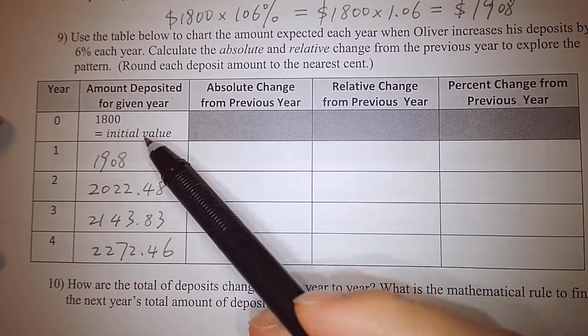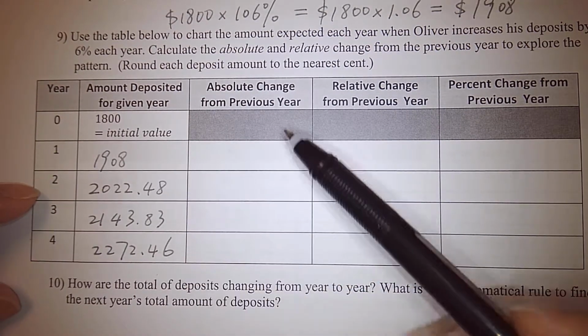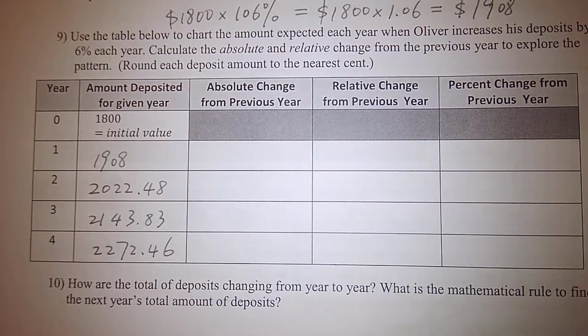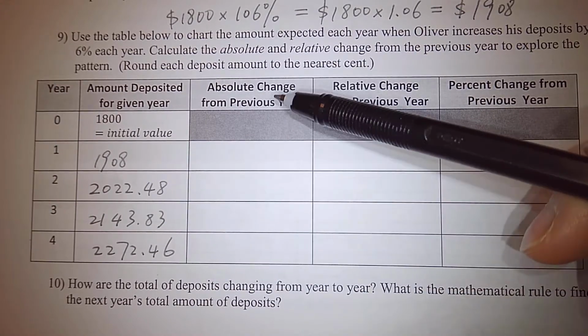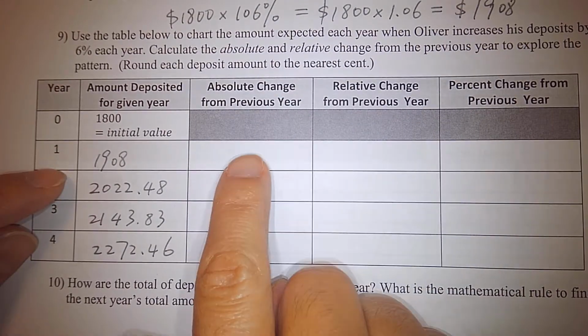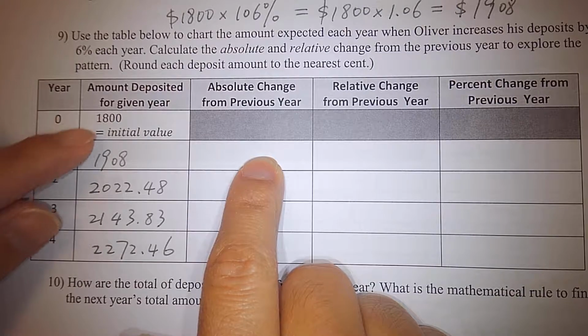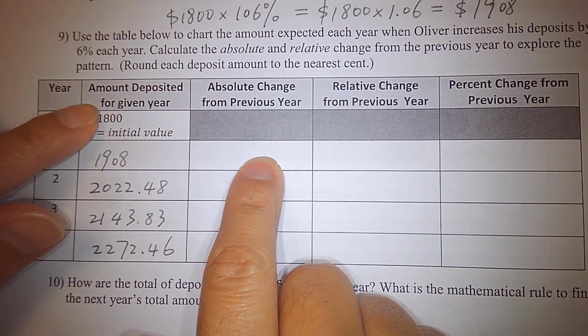Alright, we have these numbers in different years. Now let's compute this table. How to do the table? Same thing. Using these values, do subtractions and give us absolute change. So what is the absolute change between these two years? New minus old.